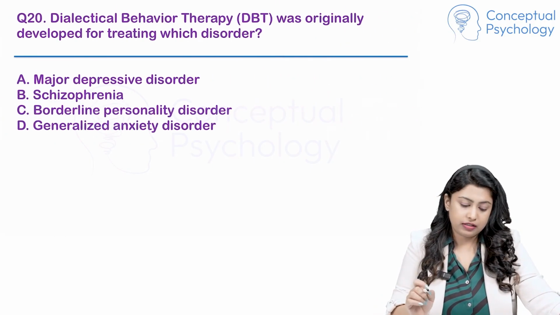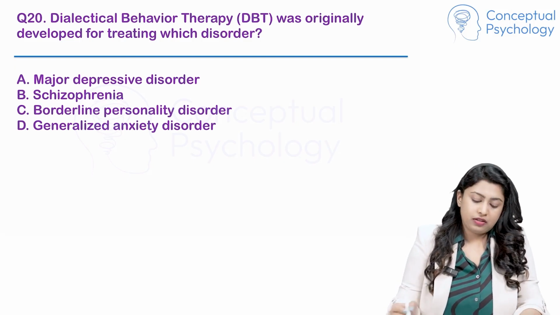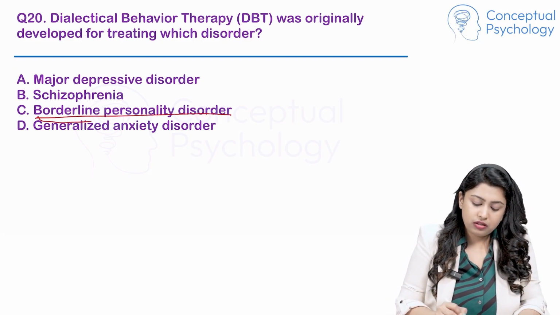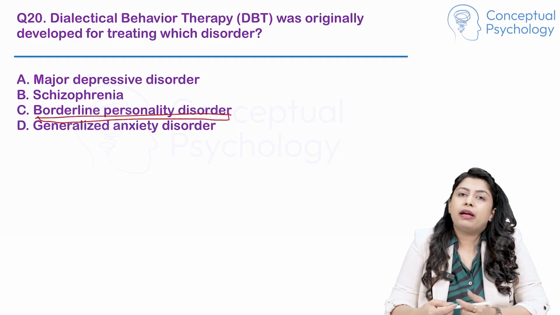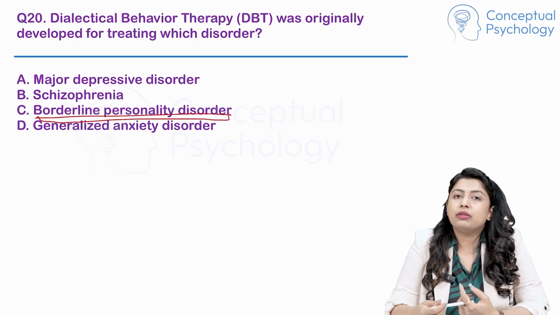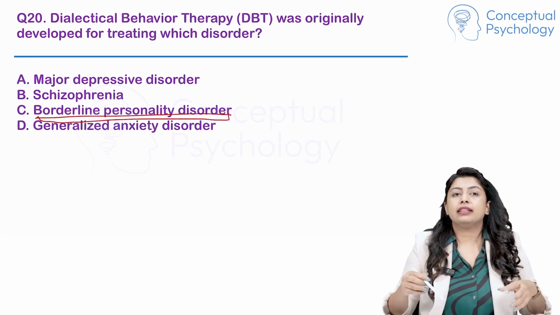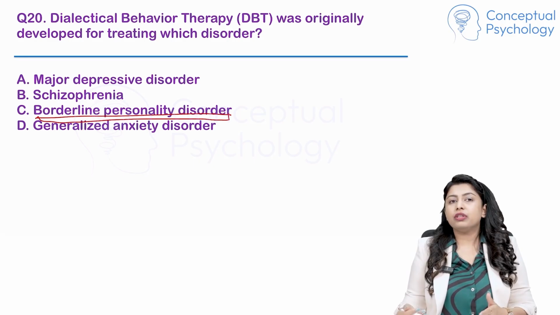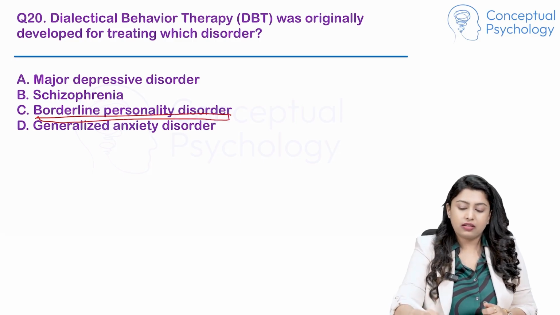the problematic behaviors. Now, dialectical behavior therapy, DBT, was originally developed for treating which disorder? Major depressive disorder, schizophrenia, borderline personality disorder, or generalized anxiety disorder. So, here it was used to treat BPD. DBT was specifically developed by Marsha Linehan for treating individuals with borderline personality disorder, particularly those with chronic suicidal behaviors, and it combines CBT techniques with mindfulness and distress tolerance skills to address the emotional dysregulation, which is the characteristic of BPD.